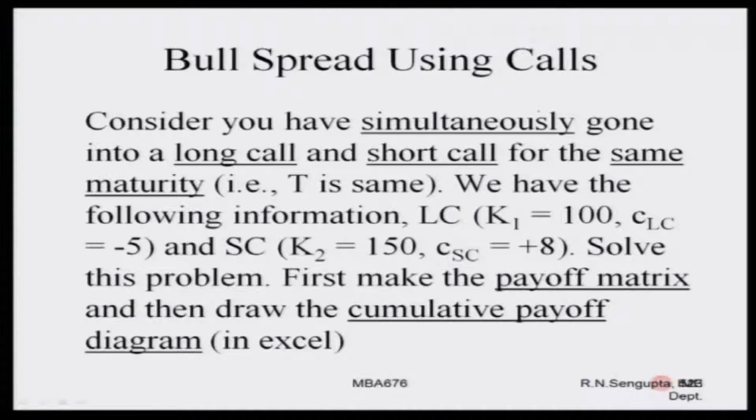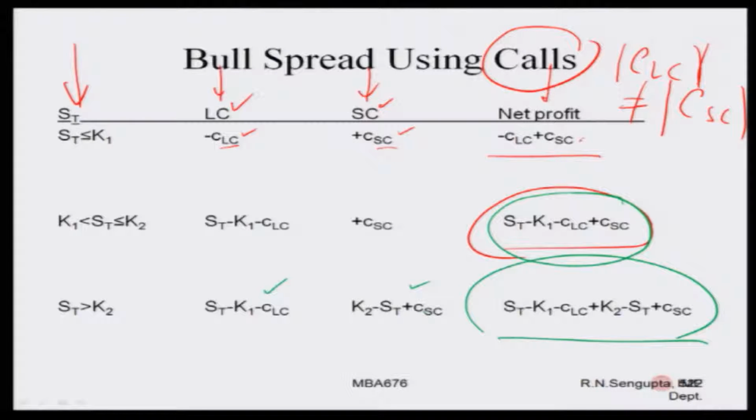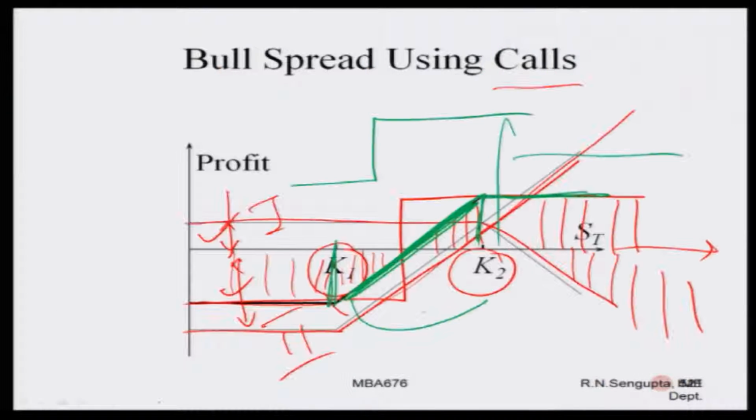Consider you have simultaneously gone into a long call and a short call for the same maturity. Remember, time to maturity is fixed. We have long call K1 is 100, CLC is minus 5 because of the amount of money being paid, and short call K2 is 150 and CSC is plus because this is the money amount which you are getting. Solve the problem. If you put these values exactly as they are, you will get the matrix which is shown here. When you get the matrix and the graph and combine them, you will get the bull spread using calls, where there are two calls.